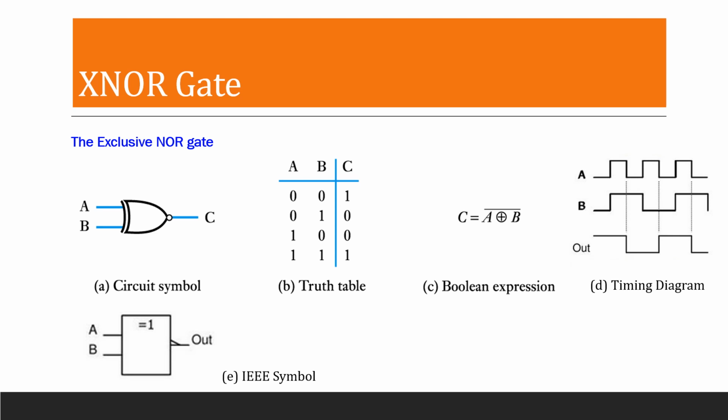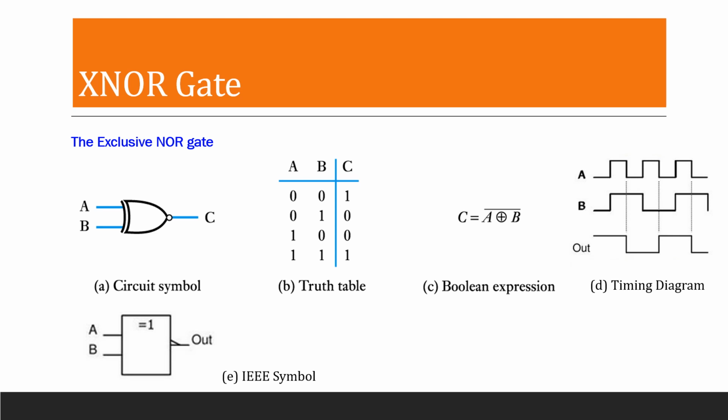Now let's discuss the exclusive NOR gate. This XNOR gate is logically equivalent to an inverted XOR gate. That is, the XOR gate followed by a NOT gate. So look at the logic symbol: an XOR gate followed by a small bubble on the output line, which represents the complementation of this XOR gate. So this XNOR gate produces a high output when the input combination has an even number of ones. It is just opposite to the XOR.